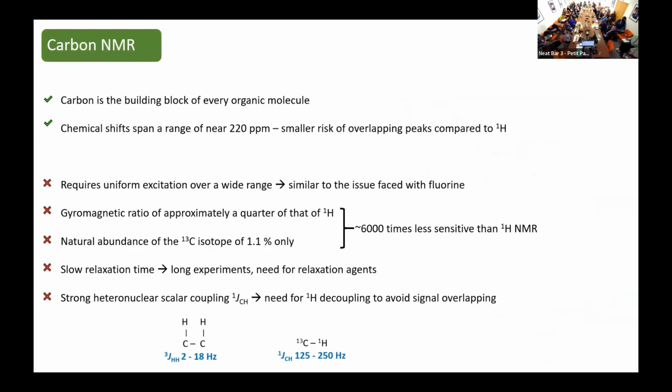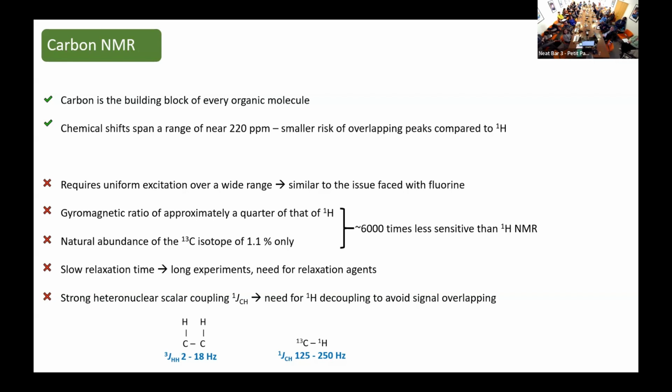Now let's talk about carbon. Carbon is a nucleus that we will find in all organic molecules. Its chemical shifts also span a wide range, close to 200 ppm. So we also have a smaller risk of overlapping peaks, the same as fluorine. For this reason, it requires a uniform excitation profile over a wide range. The sensitivity here is very small. It's almost 6,000 times less sensitive than proton.